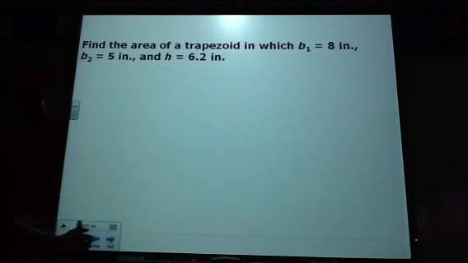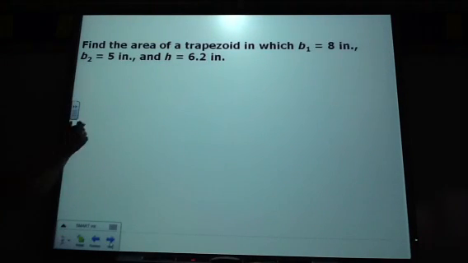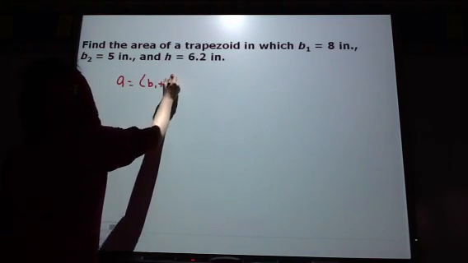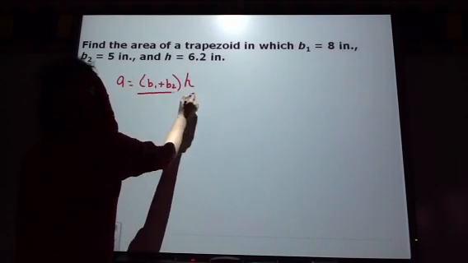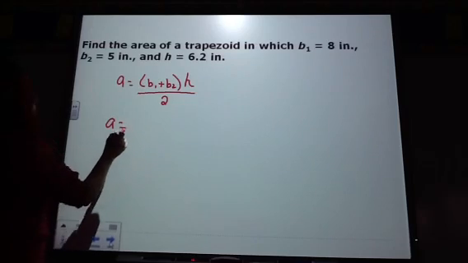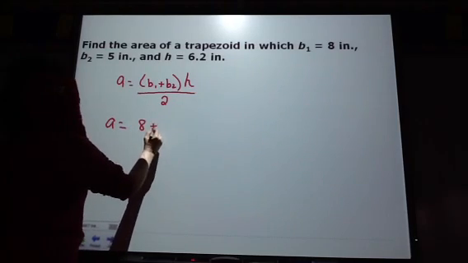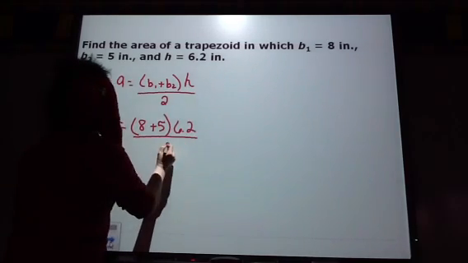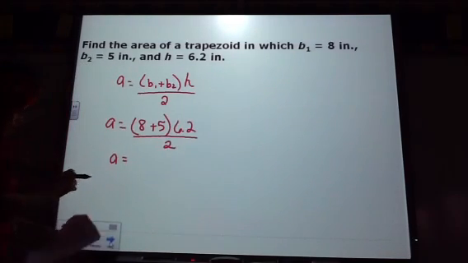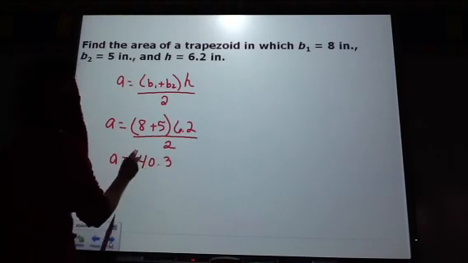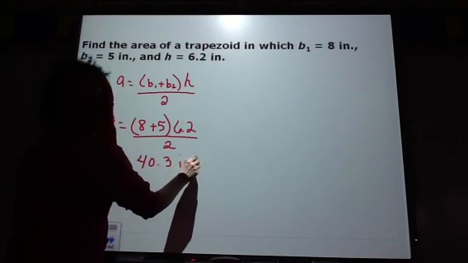Okay, so find the area of a trapezoid. So area equals base 1 plus base 2, times the height, all divided by 2. So let's substitute in. Area equals 8 plus 5 times 6.2, all divided by 2. Therefore, my area should be 40.3, area, so it's square inches.